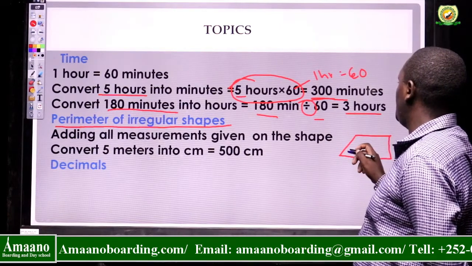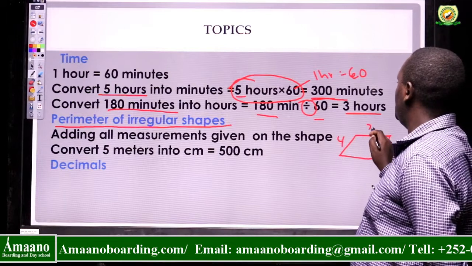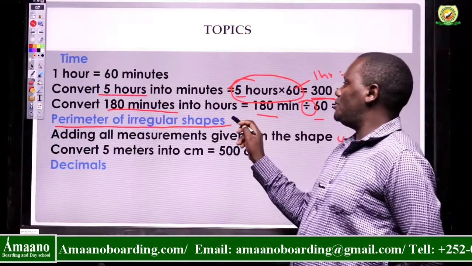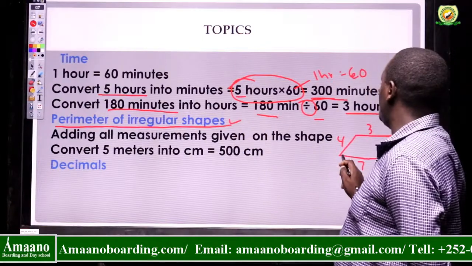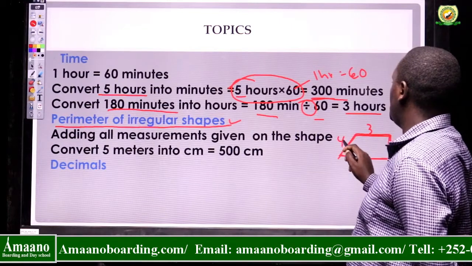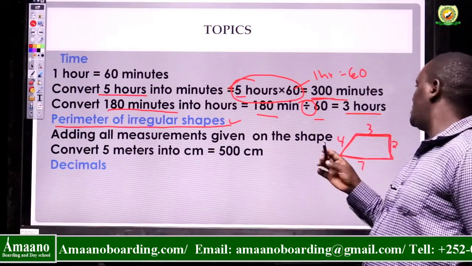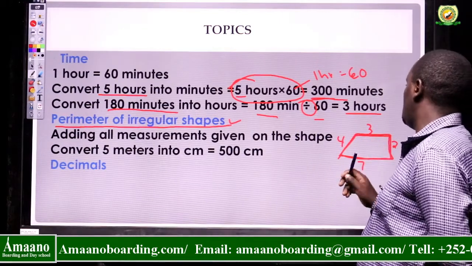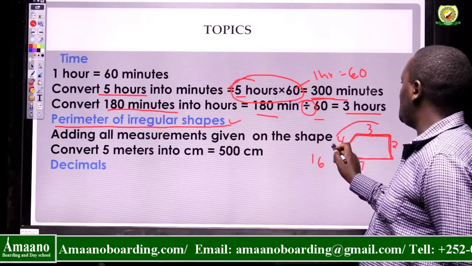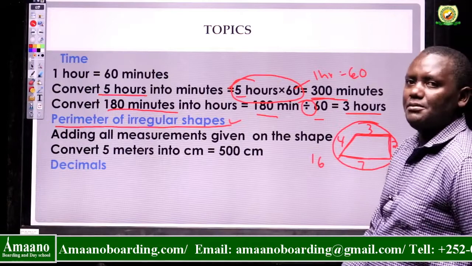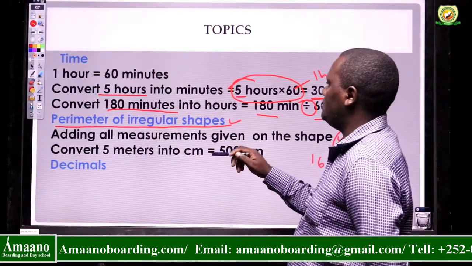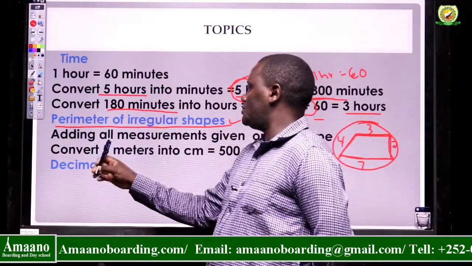That's an irregular shape. We can say here maybe it's 4, it's 3, it's 7, it's 2. To find the perimeter of this irregular shape, we are going to add all the measurements that we are given here. That is 4 plus 3, 7, 7 plus 2, 9, 9 plus 7, it is 16. So we add all the measurements that we are given in that particular figure to find the perimeter of an irregular shape. That is what I've already explained here.